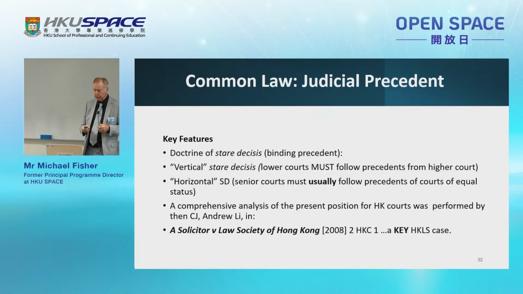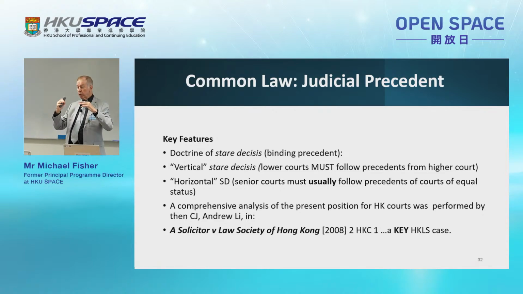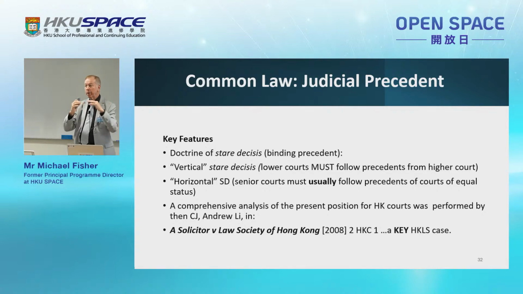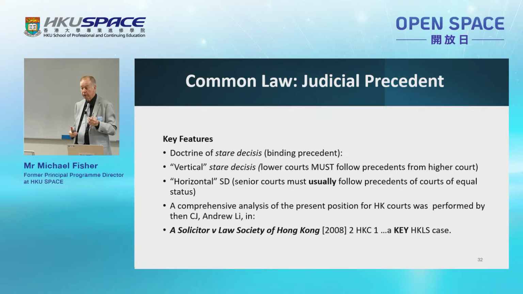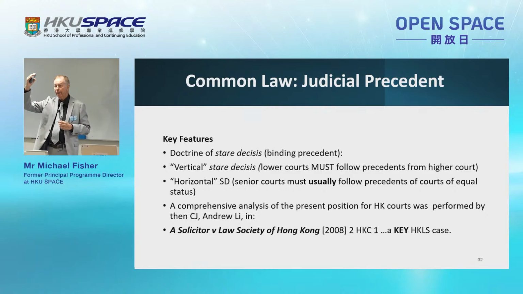Vertical stare decisis means that lower courts must follow higher courts. Horizontal means that, for example, the Court of Appeal will usually follow its own previous precedents, but doesn't have to. Our Court of Final Appeal will usually follow its own previous precedents, but doesn't have to. In practice, it's never chosen to overturn one of its own. The idea is that this produces certainty. We know where we are because the Court of Final Appeal has said this, and that's the law for Hong Kong.